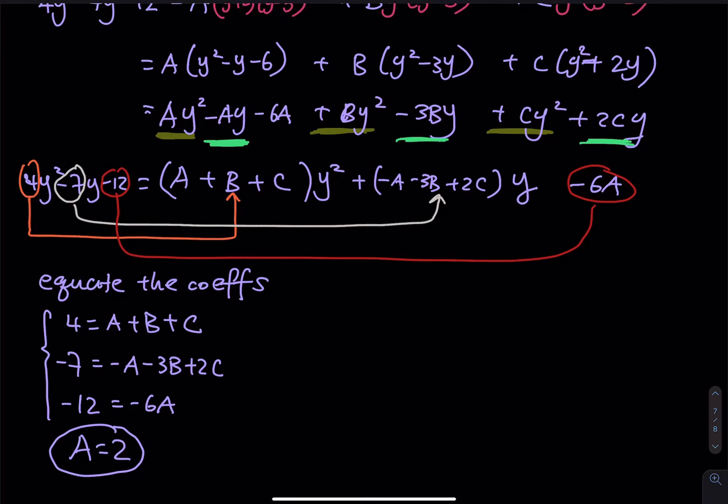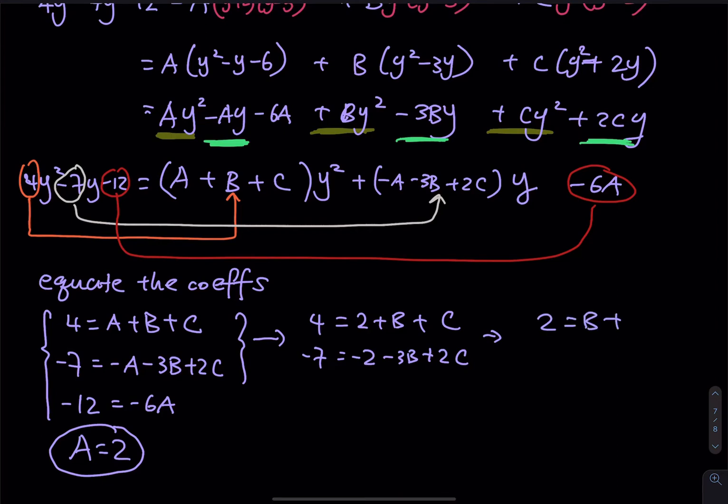So a equals 2, and then we plug in a. So these two lines now become 4 equals 2 plus b plus c, and negative 7 equals negative 2 minus 3b plus 2c. And then we can simplify this one more time. And now what do we have? 4 minus 2, and then negative 7 plus 2.